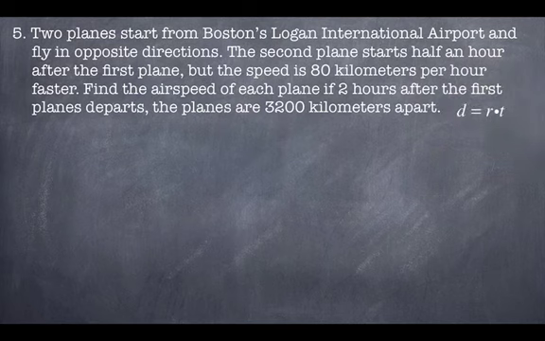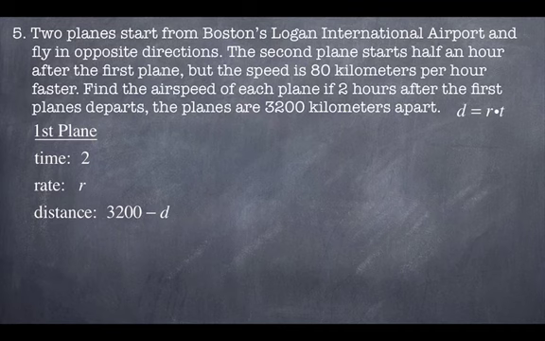This is the formula we're going to use: distance equals rate times time. This is the information from the first plane. The time is 2 hours. The rate we don't know, so we call it r. The total distance is 3,200 kilometers, so it's 3,200 minus the distance of the other plane.